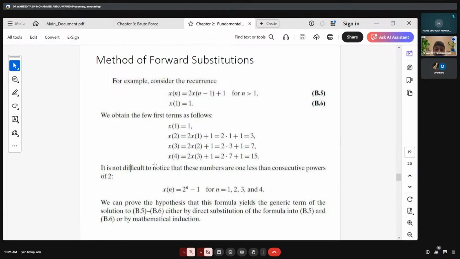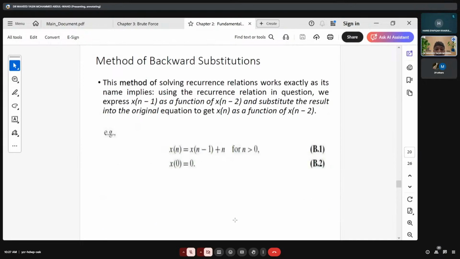It is not difficult to notice that those numbers are 1 less than consecutive powers of 2. xn equals 2 power n minus 1, for n equal 1, 2, 3, and 4. We can prove the hypothesis that this formula yields the generic term of the solution, either by direct substitution of the formula into the recurrence or by mathematical induction.